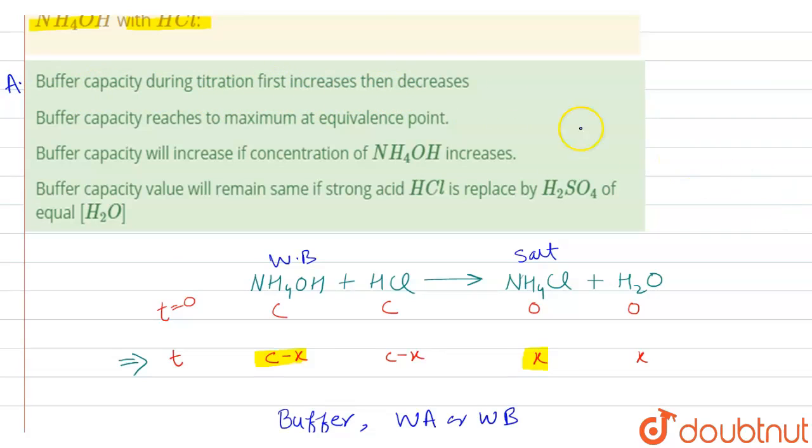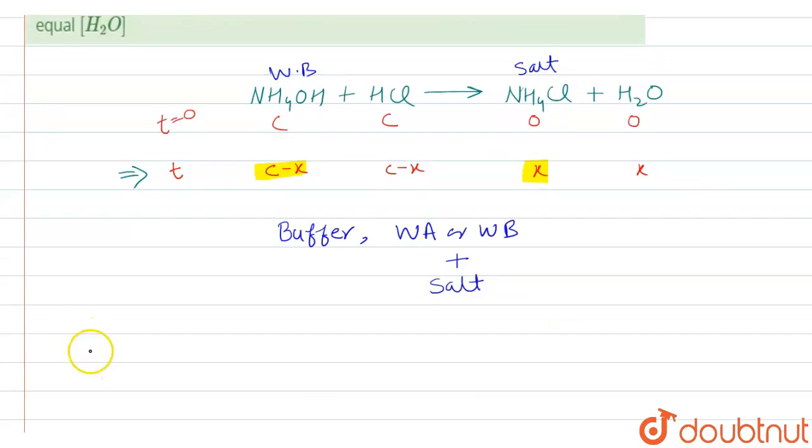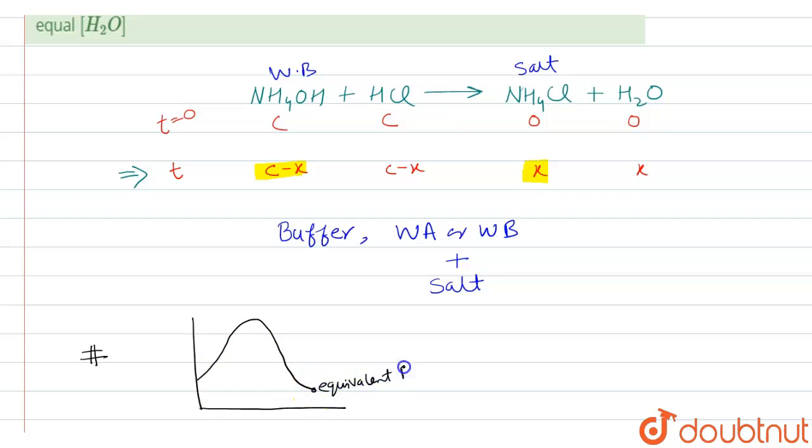So for buffer capacity, the graph will look like this. Here we have this type of graph. The graph will look like this. All right, so this is the equivalent point, this is the midpoint, and this is the initial point, we can say that.